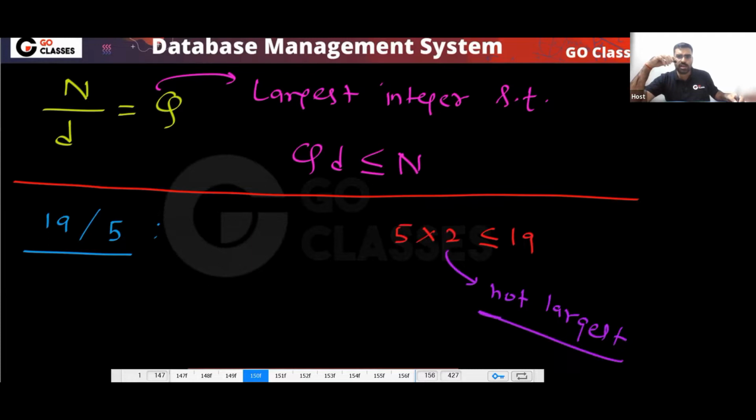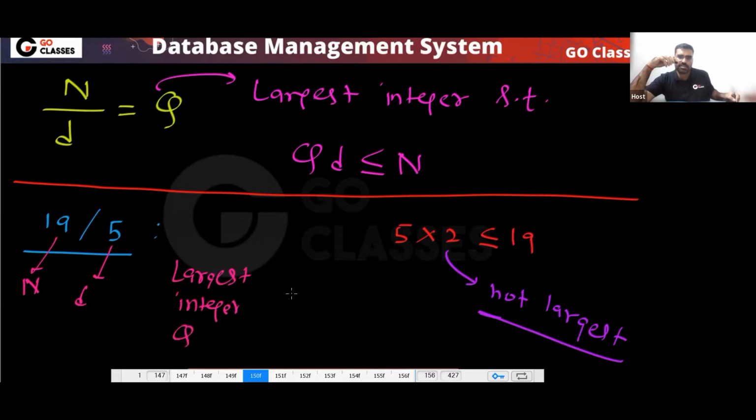This is not the largest to satisfy this property, yes or no? So what is the largest? Who will satisfy this property? If this is your numerator and this is your denominator, tell me, what is the largest integer q?